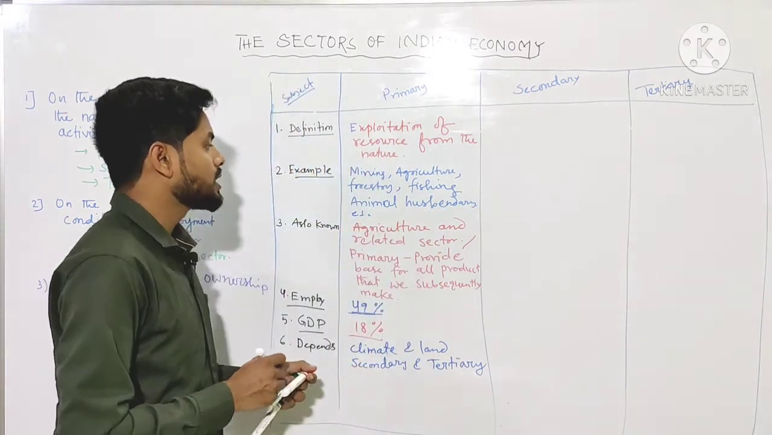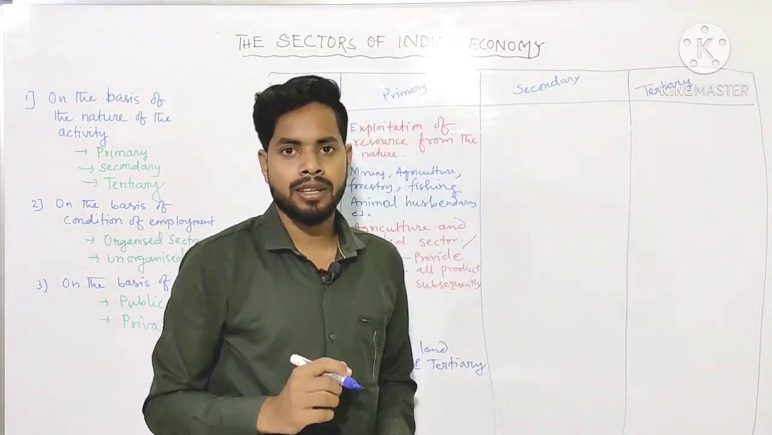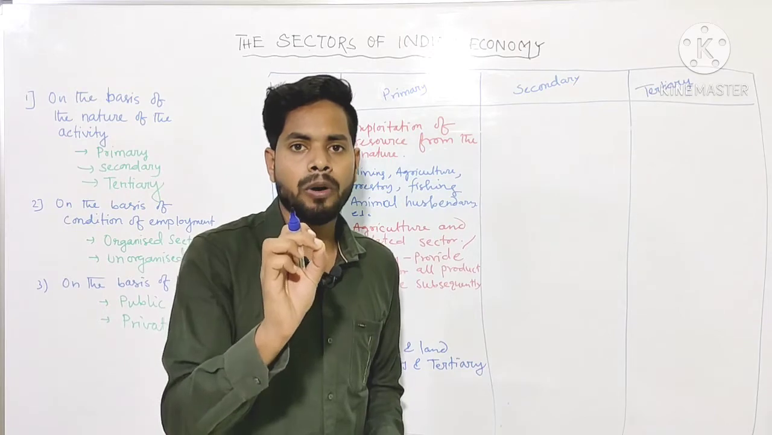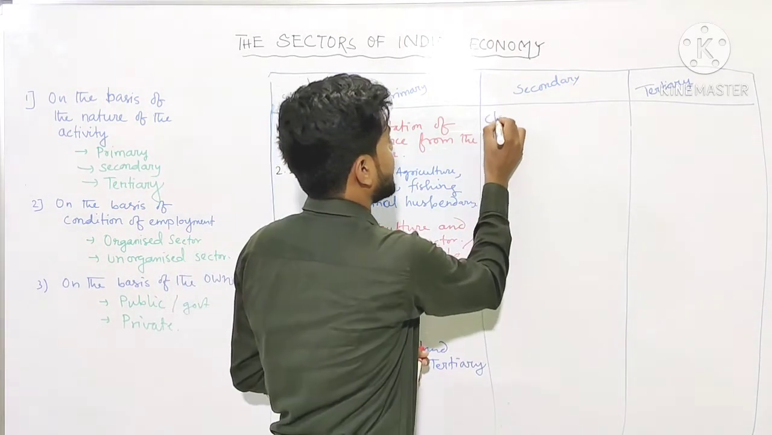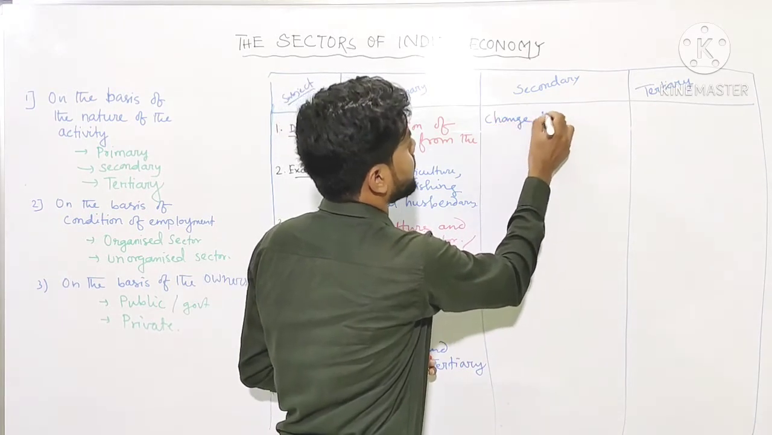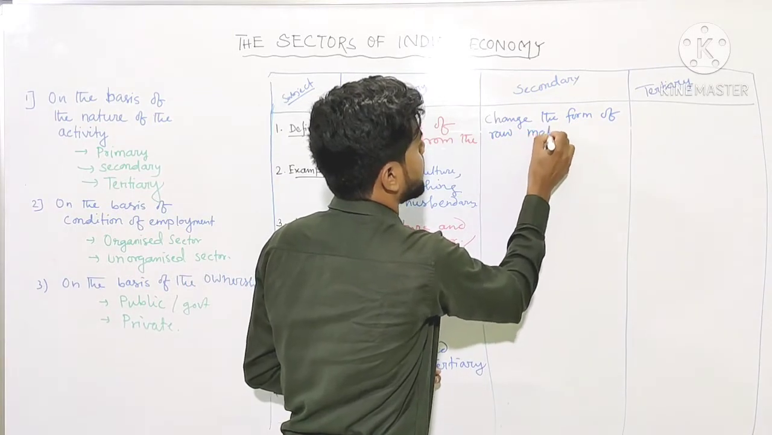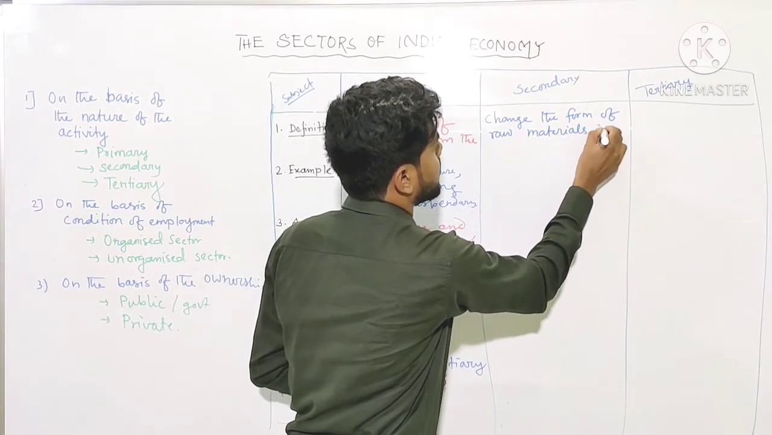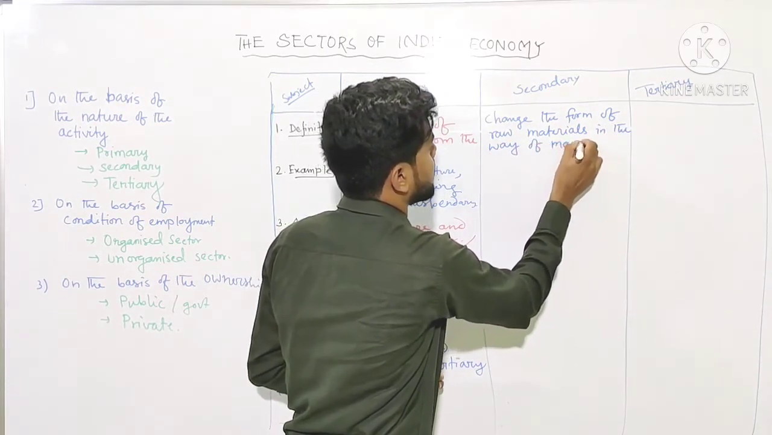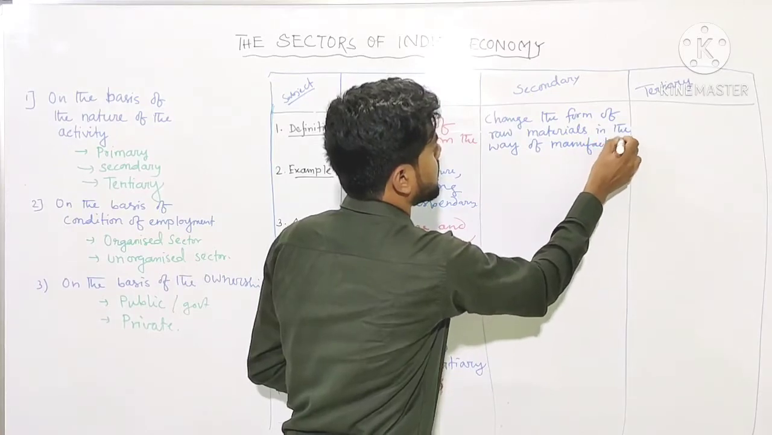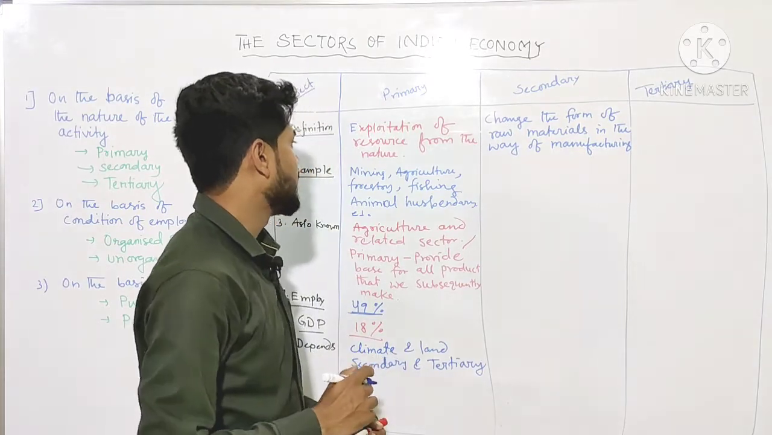So dear students, next we see the definition of the secondary sector. What is the secondary sector? Changing the form of raw materials by way of manufacturing.